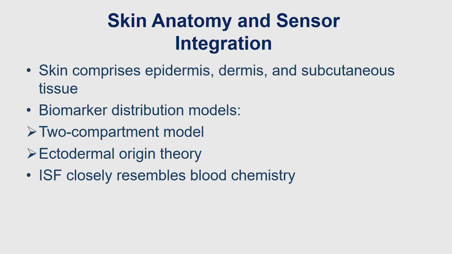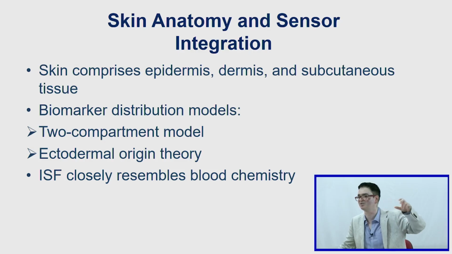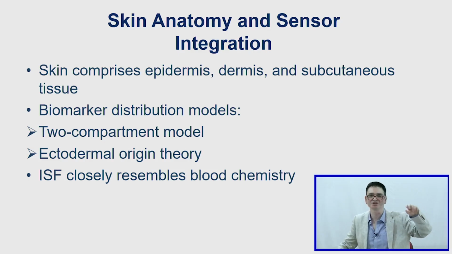One is a two compartment model, which explains that you have the subvascular plexus and there's equilibration going on there, and the other one is the ectodermal origin theory. I have figures to show you, for those of you who are interested in understanding what explains the presence of biomarkers in the skin compartment, because it's very, very important when you look into a clinical application.